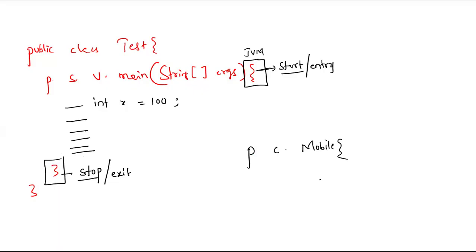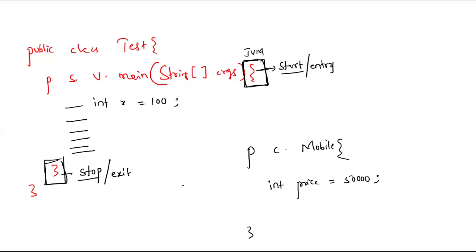public class mobile. I'm not taking all the data, only some int price equals some price. In this scenario, is JVM coming to execute this mobile class, or is it starting from the opening of the main method and ending with the closing of the main method? So here only the execution is done.